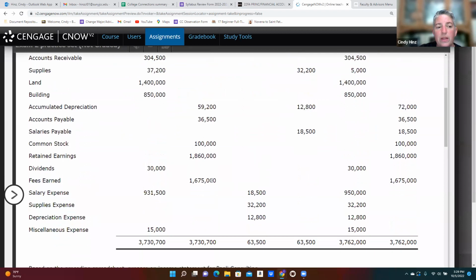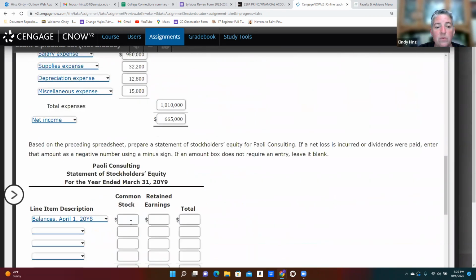So this beginning balance here for common stock isn't really the beginning of the year balance. That's the balance just before adjustments. So if we had sold 15,000 during the year, our beginning of the year balance would be 100,000 minus 15,000. It would be $85,000.